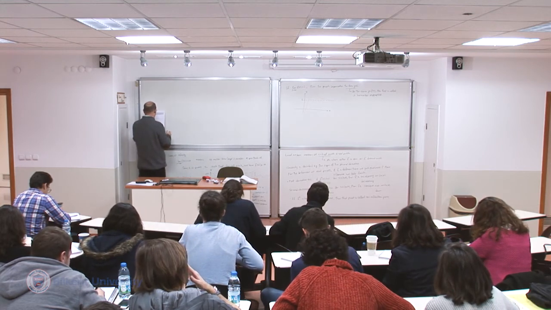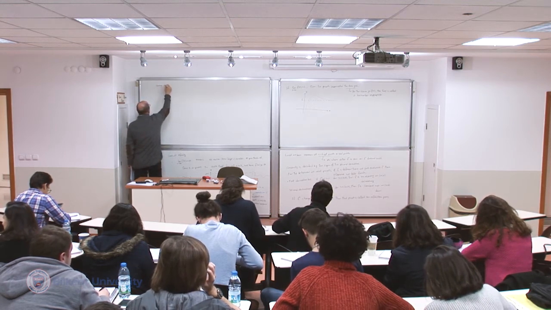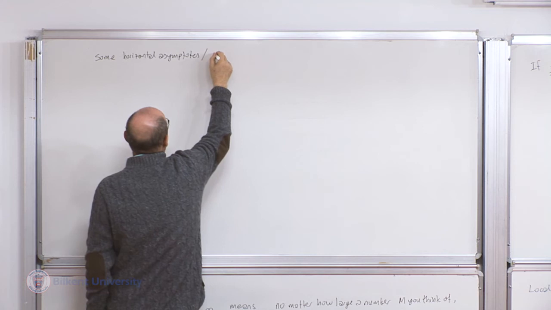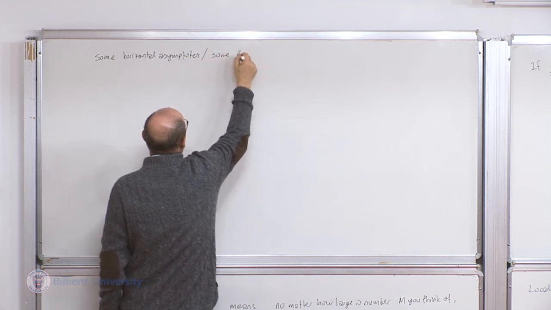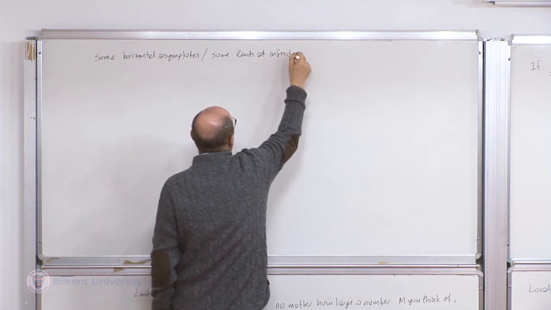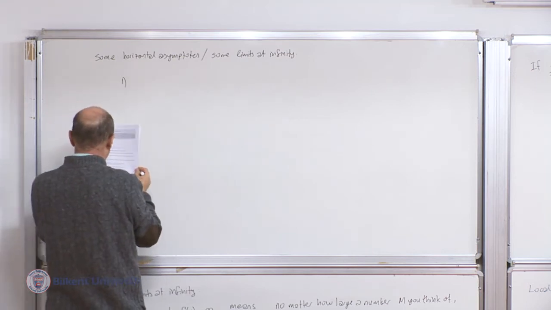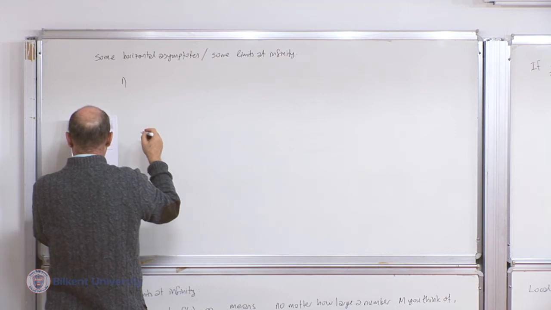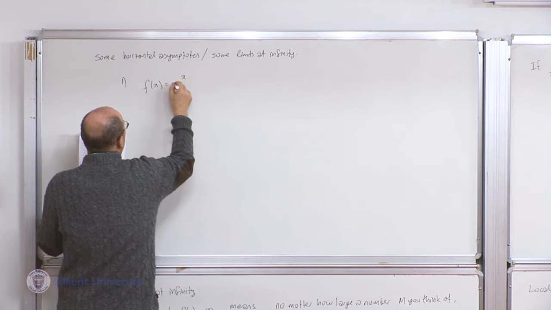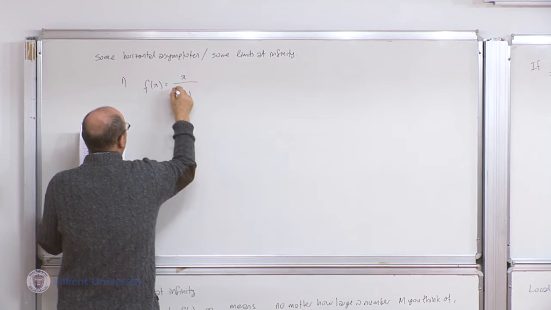Okay, so some horizontal asymptotes, or algebraically some limits at infinity. Okay, so number 1. My function here is called an easy example. Let's look at how easy it is. This is x over the square root of x squared plus 1.